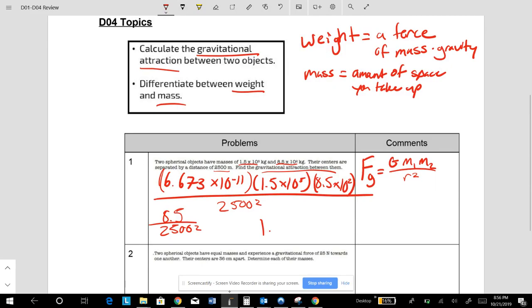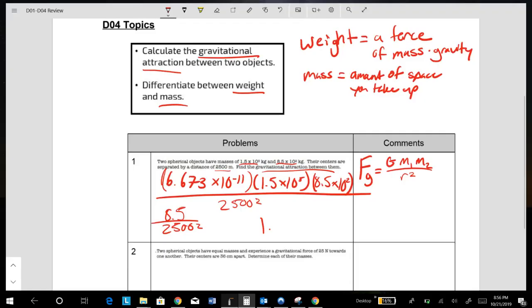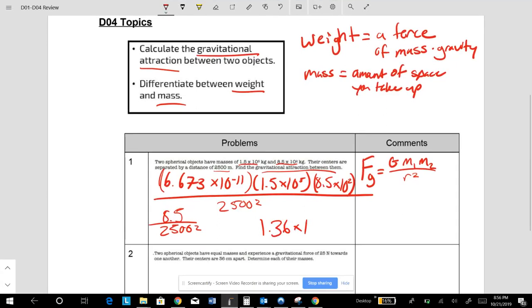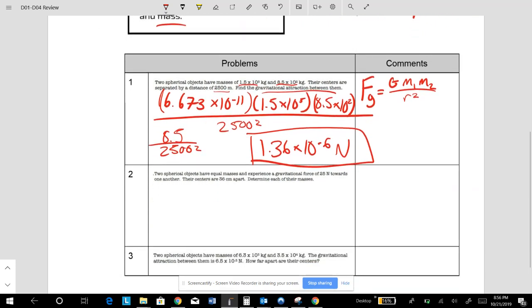So my answer should be 1.36 times 10 to the negative 6. And that should be in newtons, and that will be my final answer. So again, these attractions are going to be really, really small. If you think about it, the gravitational pull between two objects is not going to be very high unless you're considering planets. Something that has a really, really high mass, you would have huge gravitational pull, but you wouldn't really have a lot of gravitational pull between two regular sized objects.